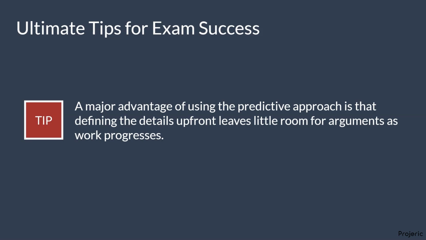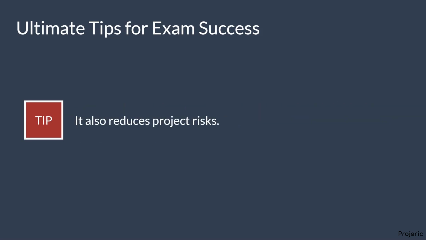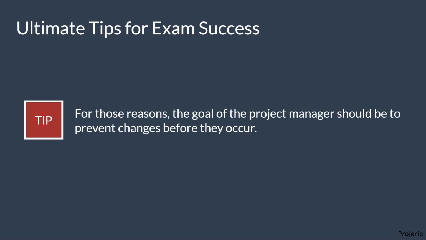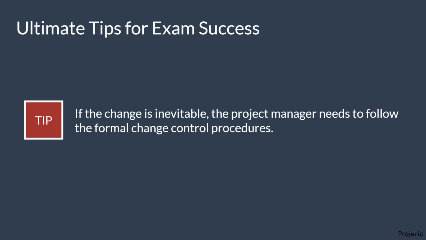A major advantage of using the predictive approach is that defining the details up front leaves little room for arguments as work progresses. It also reduces project risks. However, as everything is agreed upon up front, making any changes to the project later on will cause more problems. For those reasons, the goal of the project manager should be to prevent changes before they occur. If the change is inevitable, the project manager needs to follow the formal change control procedures.